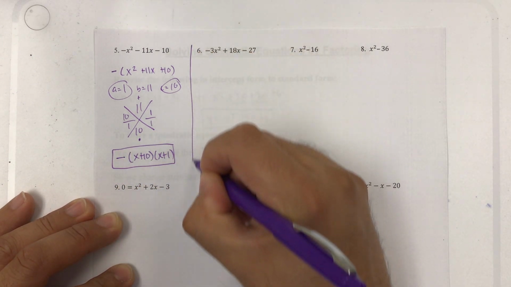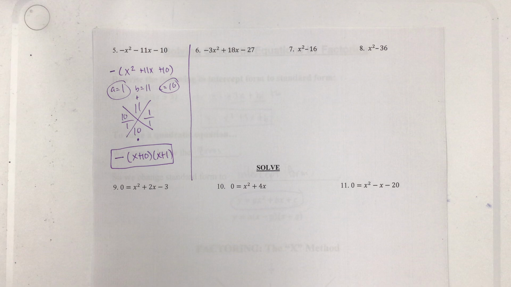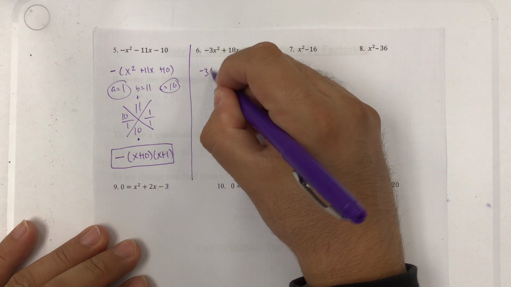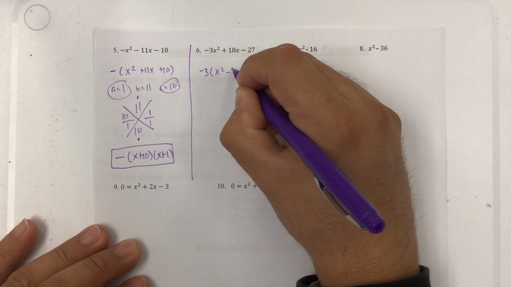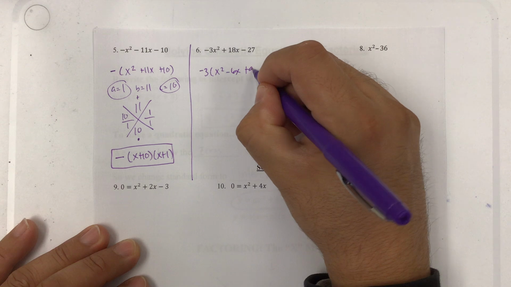All right, let's take a look at number 6 here. Is it in standard form? Yes. Is there a greatest common factor? Yeah, they are all divisible by negative 3. So we have x squared minus 6x, and that would be positive 9.